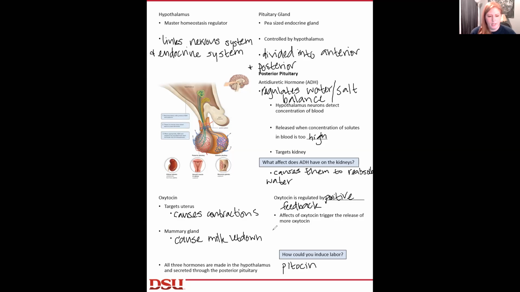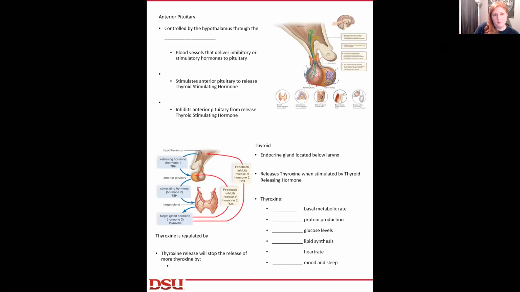So these are made in the hypothalamus, secreted through the posterior pituitary. Right. Now we've got our anterior pituitary, again controlled by the hypothalamus through something called the portal system.